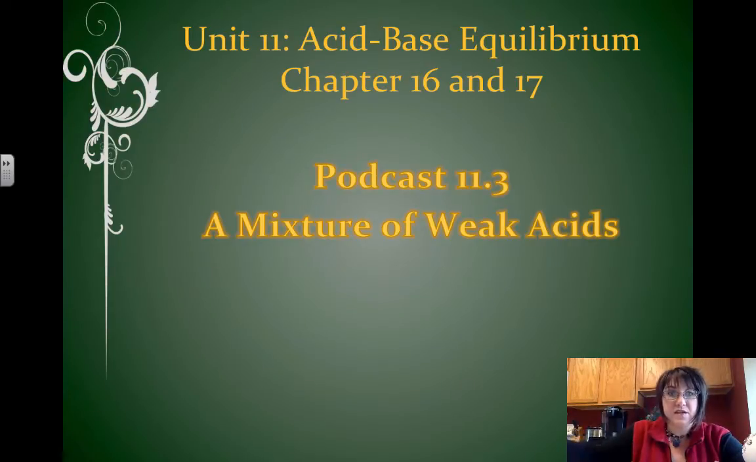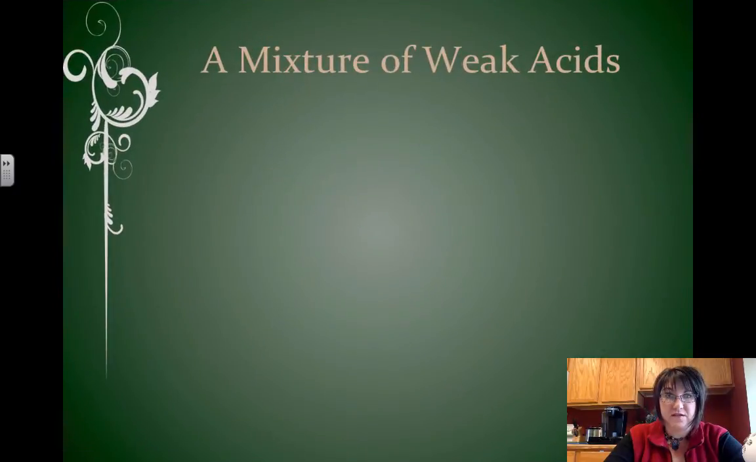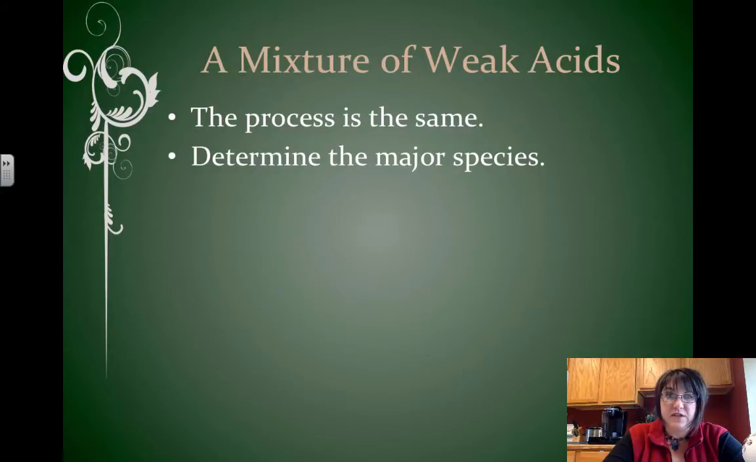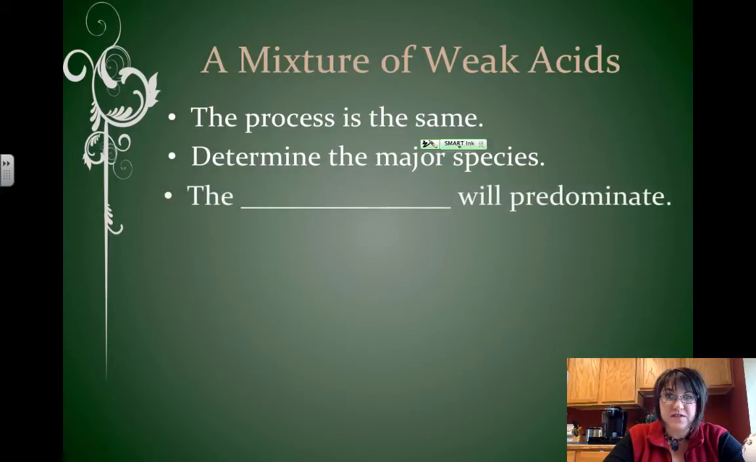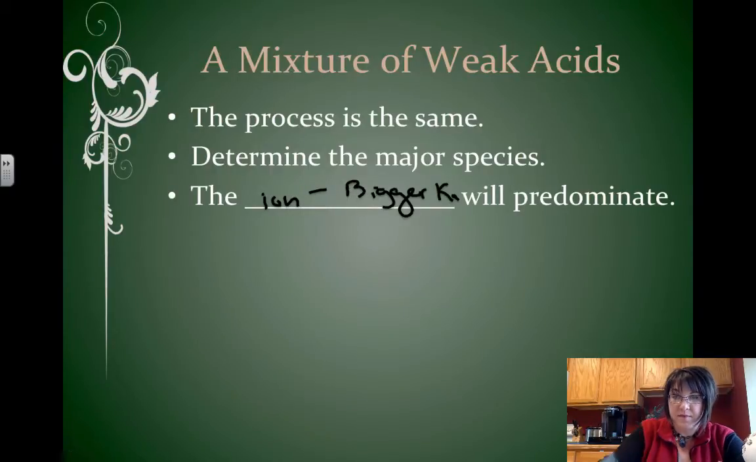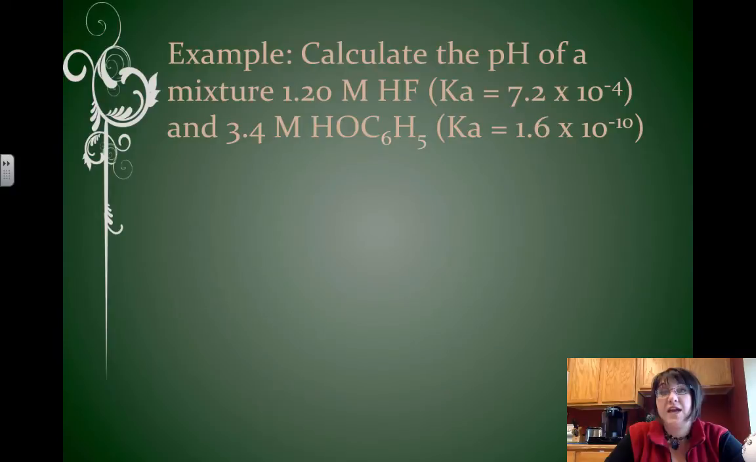This is podcast 11.3. We're talking about acid-base equilibrium, and I want to show you how to handle a mixture of weak acids. So if we have a mixture, the process of dealing with Ka doesn't really change. We determine the major species and then decide which ion will predominate. And of course, it's the one with the bigger value of Ka. That will determine our pH.